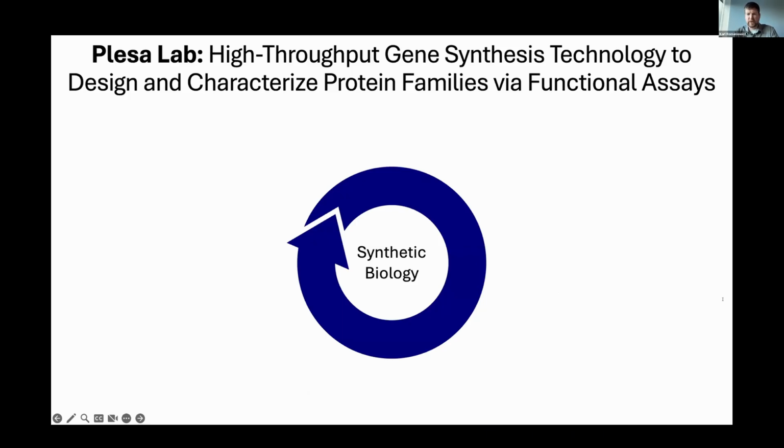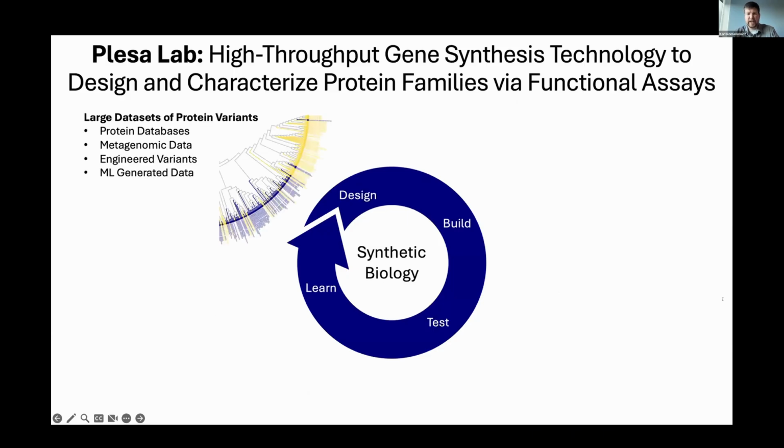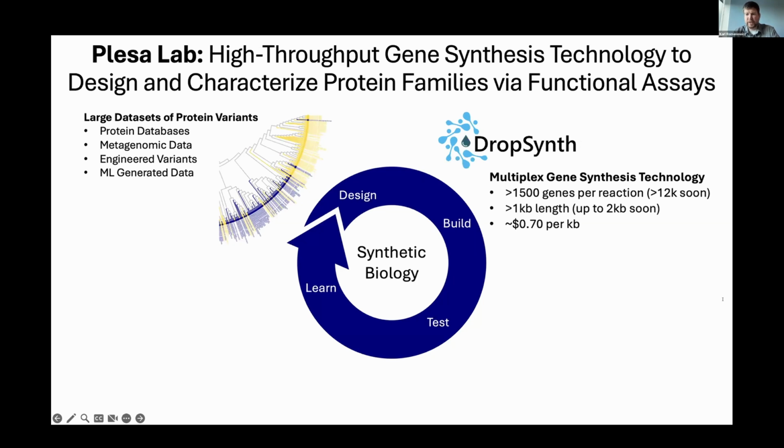We start with that classic synthetic biology feedback loop of design, build, test, and learn. For the design aspects, we focus on designing large data sets of protein variants that we mine from protein databases. We get them from metagenomic data sets, engineered variants, and more recently, we're working towards machine learning generated data sets. Once we've designed our different protein libraries, we build them using a proprietary dropsynth gene synthesis platform from our lab.